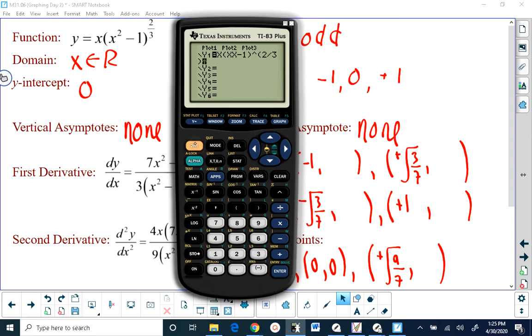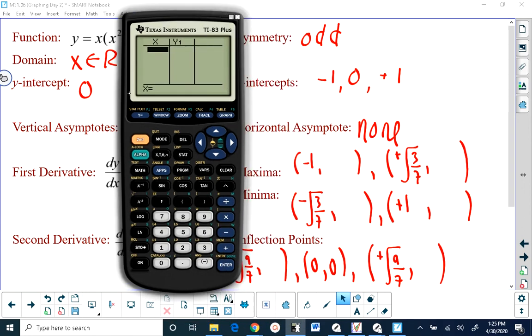So I'm going to go second window to get to table setup and set it so that the independent variable is being asked for. That means I have to enter the x's. And when I go to my table now, I'm going to enter x equals -1 so that I can see what the y coordinate is. Well, the y coordinate there is 0. I'm going to enter the square root of 3 divided by 7, and I get a y coordinate of approximately 0.45. It's just an approximation. We're not going to worry about the exact value.